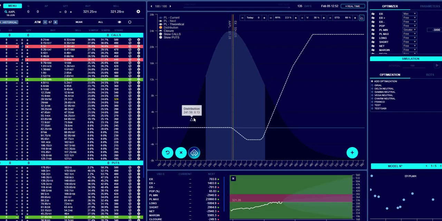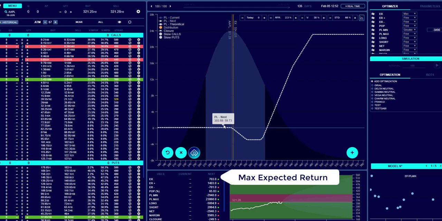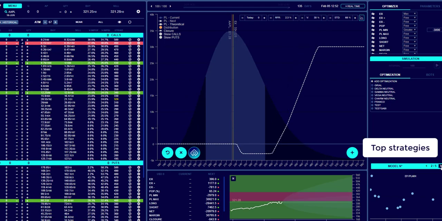Rubikia shows us the optimal strategy for the selected configurations. In this case, higher expected return, without losing more than 3000 USD. On the left we see what the strategy is, and to the right we can move the top of the strategies.